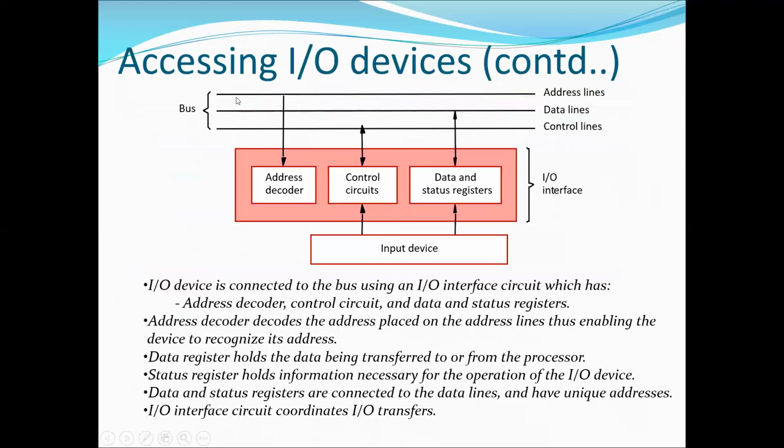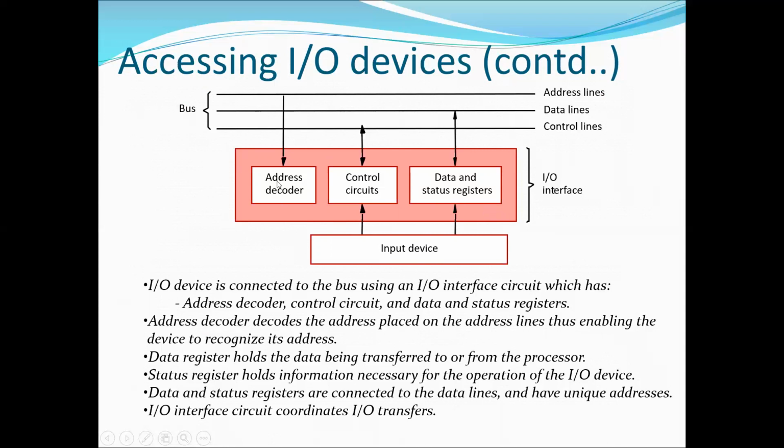See over here, this is the bus. As I said, there are three lines: address line, data line, and control line. Suppose this input device is a keyboard. The keyboard is connected to this bus. Any IO device, input or output, is connected to the bus through an intermediary circuit over here. This is called the IO interface.